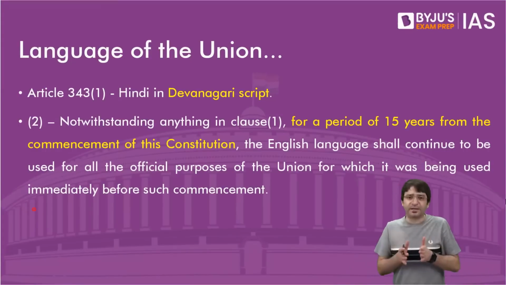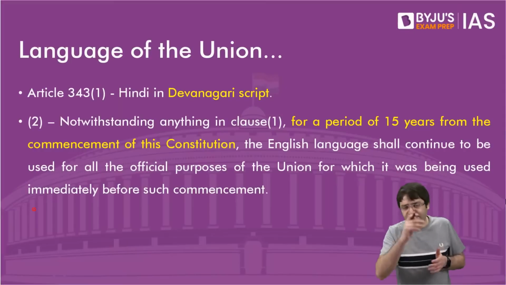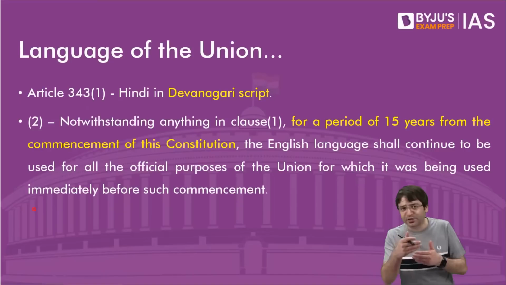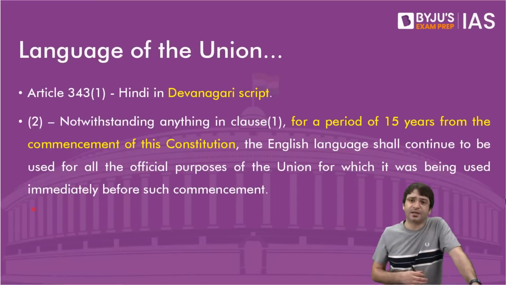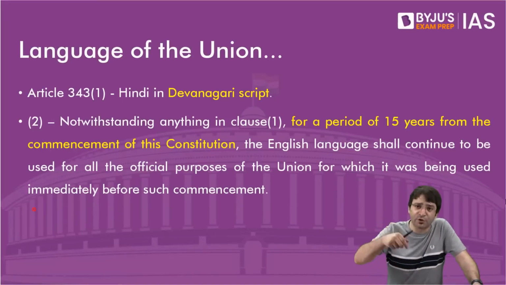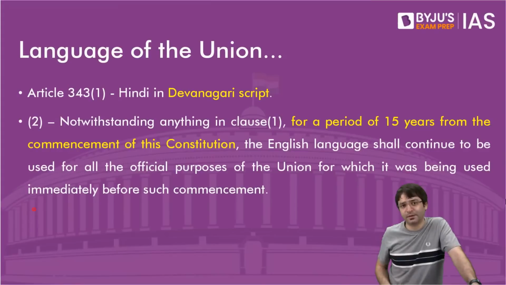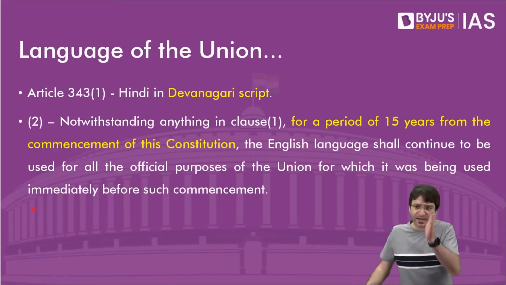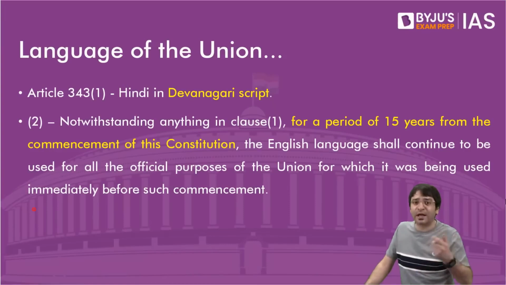Now I am the center and you are the states. In what language will we communicate with each other? That is known as the official language of the Union. There has to be a language which should be used to communicate with each other. The center has to issue directives to the states. In what language? For example, the current government will issue a directive to the Tamil Nadu government in Hindi.